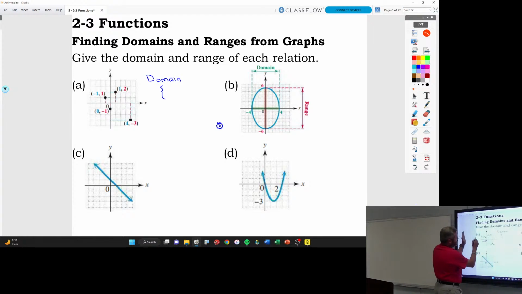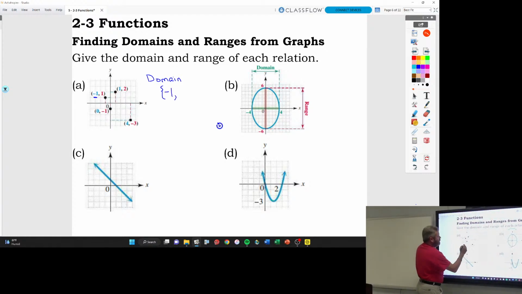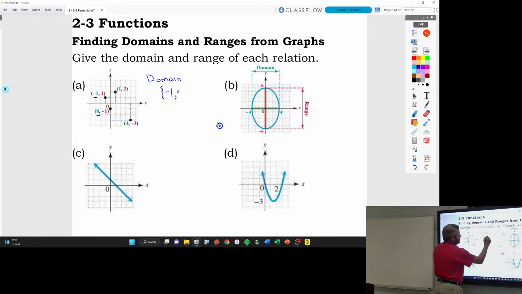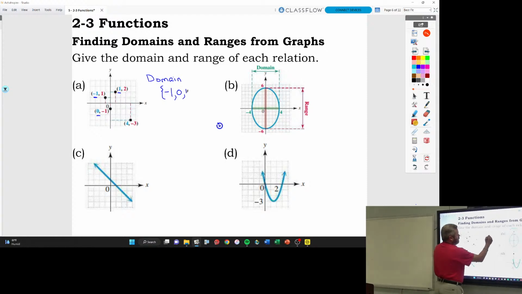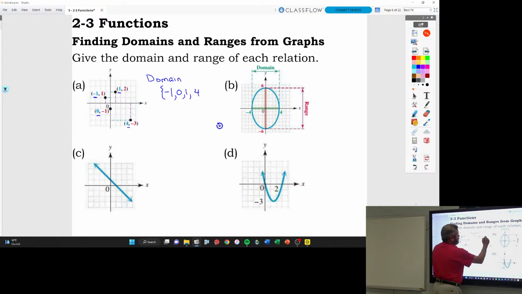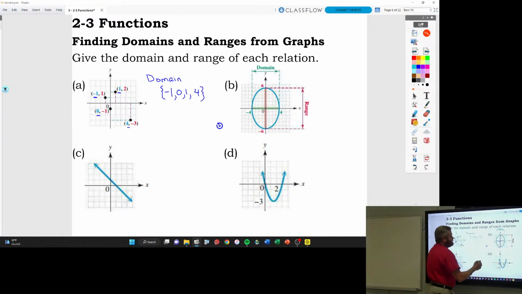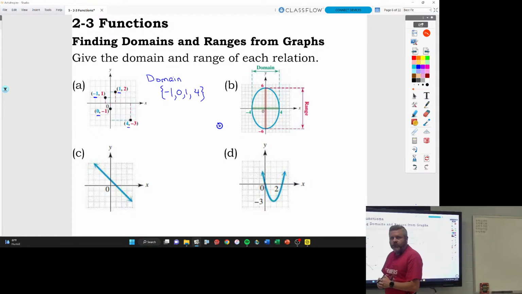As we walk across this graph, the very first x value we come to is -1. As we keep increasing, we get to 0. Keep increasing, we get to 1. Keep increasing, we get to 4. So the domain of this data is -1, 0, 1, and 4.